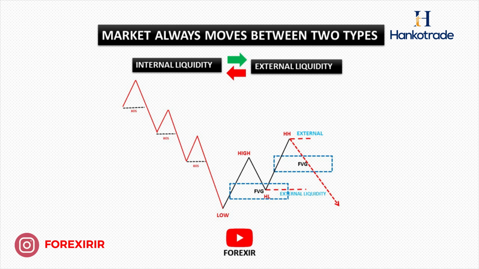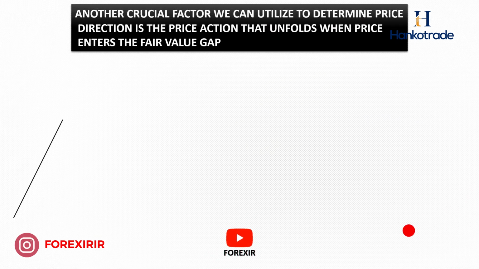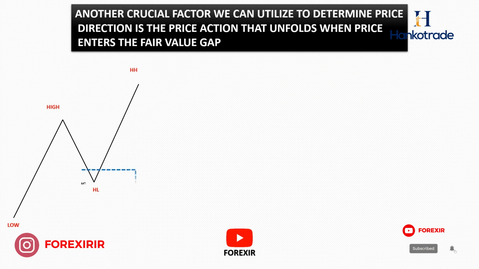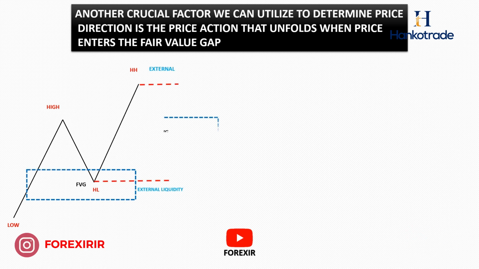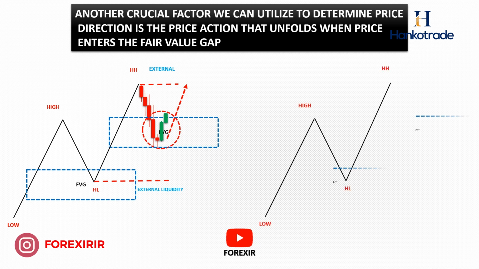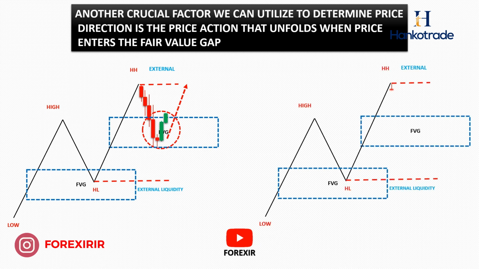Another crucial factor we can utilize to determine price direction is the price action that unfolds when price enters the fair value gap. If the price respects the fair value gap and demonstrates a strong rejection towards the upside, it suggests that the price will likely aim to reach the upper external liquidity. Conversely, if the price does not exhibit a significant reaction upon reaching the fair value gaps, it indicates that the price is more likely to move downward in order to target the external liquidity accumulated below the low.